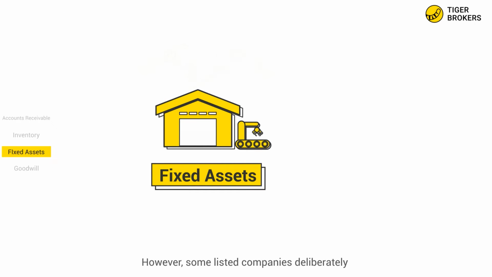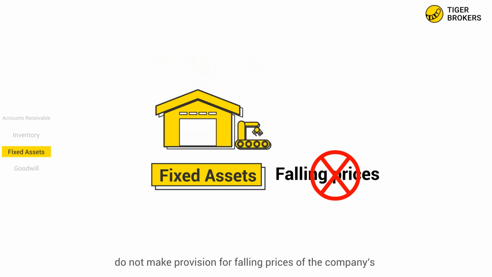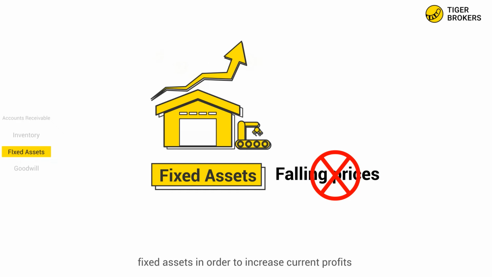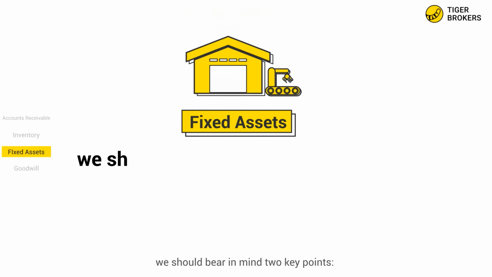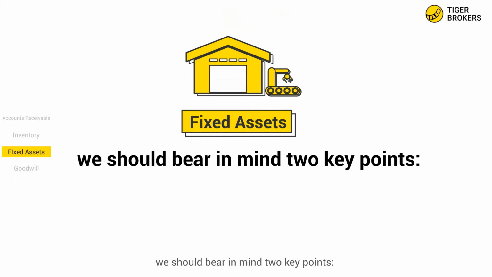However, some listed companies deliberately do not make provision for falling prices of the company's fixed assets in order to increase current profits. In this regard, the fraudulent method of fixed assets is somewhat similar to that of inventories. When it comes to fixed assets, we should bear in mind two key points.